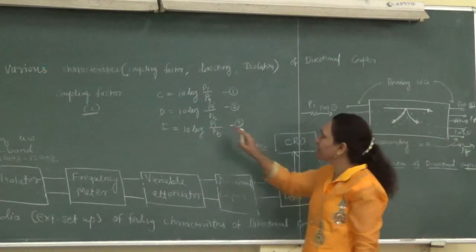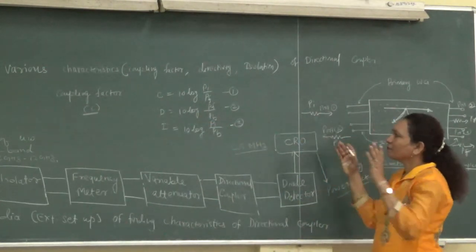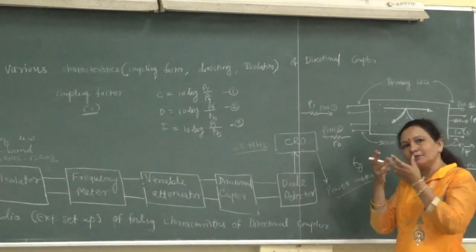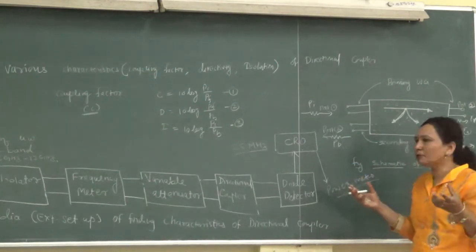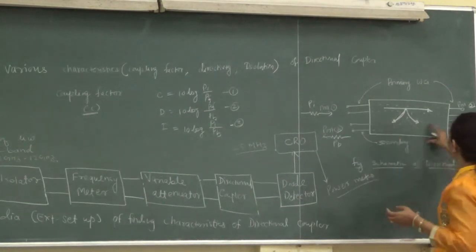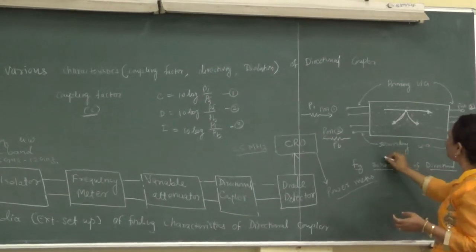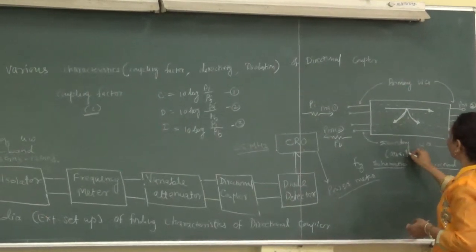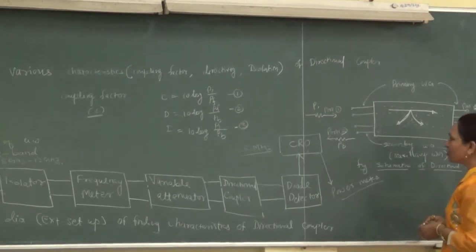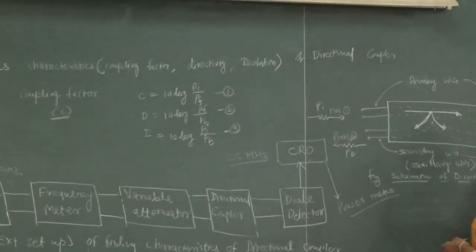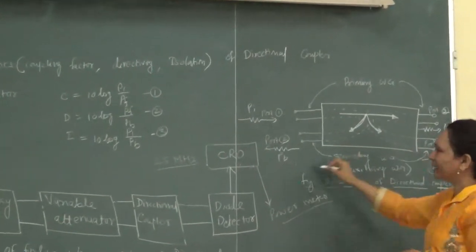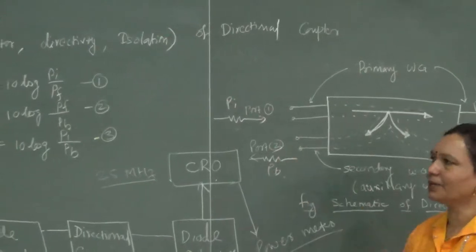Similarly, what is the directivity? Directivity is a ratio of 2 powers from the same waveguide. That means either from the auxiliary port or from the main port. So if you take the ratio of PF divided by PB, because these two belong to the secondary waveguide, which is also called the auxiliary waveguide, it is a ratio of the forward power PF divided by the back power, or in short you can say it is the sample power divided by the back power. So that will give the directivity.